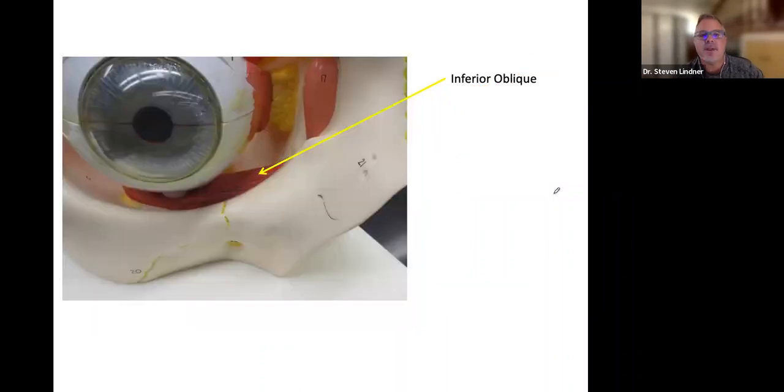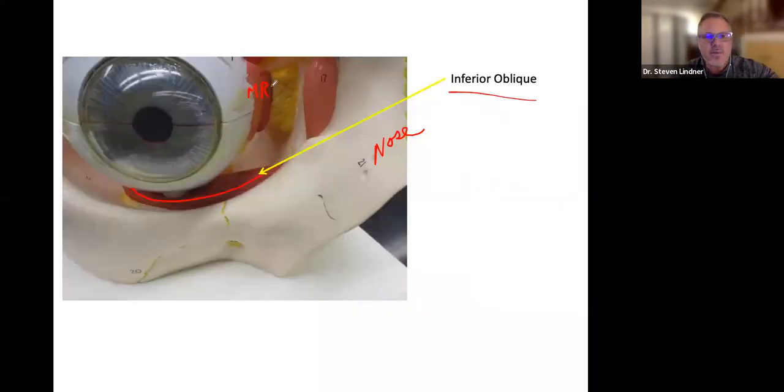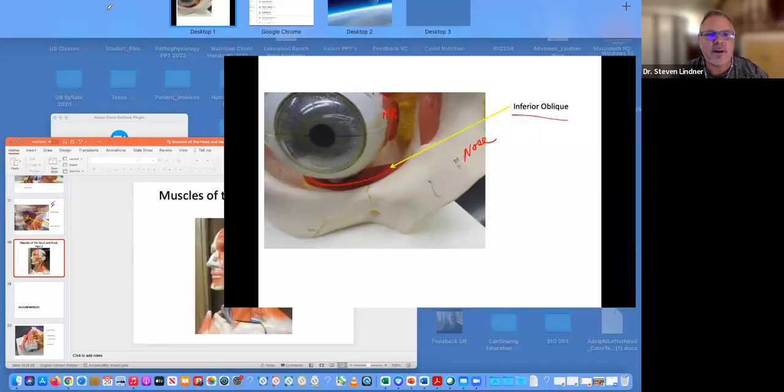Okay. Looking at the eye, here's the nose right here. So here's your medial rectus. Right underneath, coming around this way, that's your inferior oblique. Inferior oblique muscle.